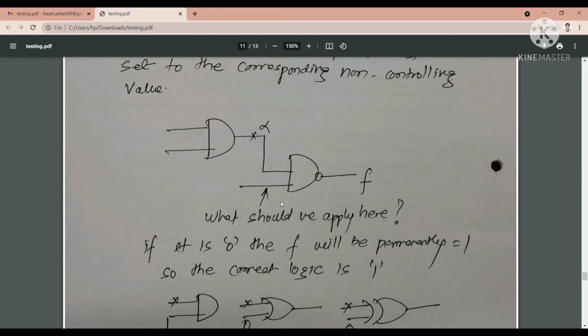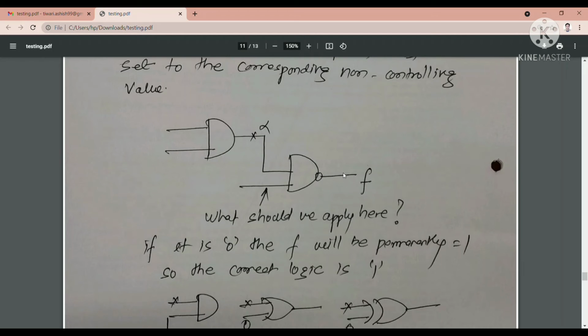Suppose this line is stuck at 0. So what logic will come here? 0, and this is 1. So 1 0 will give you the output as 1. Similarly, if the stuck-at-1 fault is here, and this is 1, then 1 1 will give you output 0. So accordingly, you will set the test pattern over here and here also, because this 1 is not affecting the output.